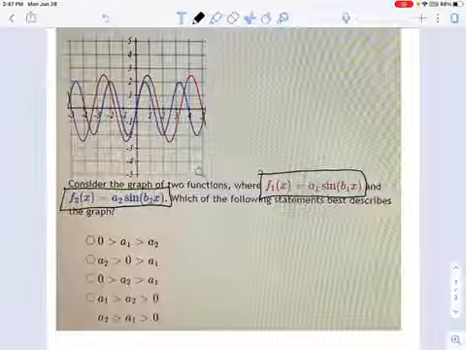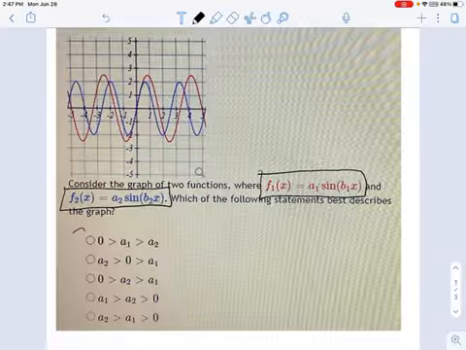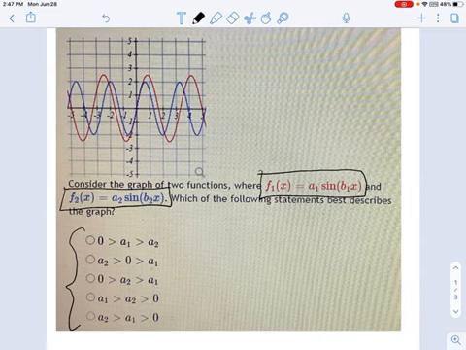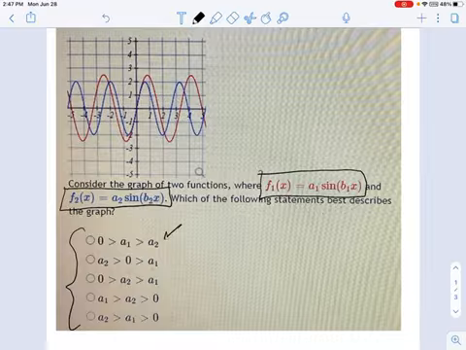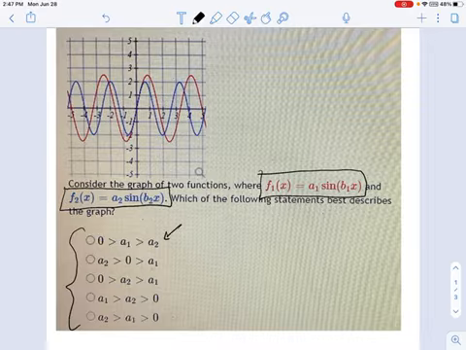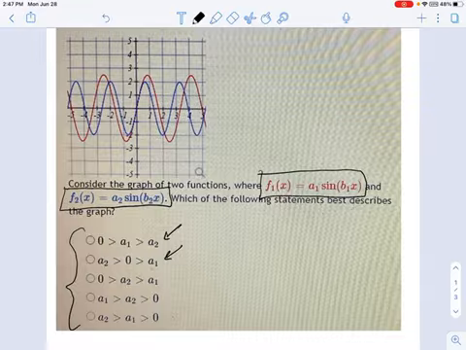And the question is, which of the following statements best describes the graph? Okay, so here are our statements. And if you look at these statements, they're inequalities. They tell you a2 is bigger than a1 is bigger than 0. Okay, that's right here. Or maybe a2 is bigger than 0 is bigger than a1, or all sorts of statements. And we have to figure out which one of these statements is right.